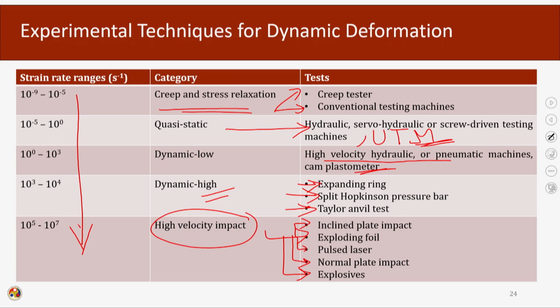So, depending upon which strain rate regime we are looking into, this varies from the conventional testing machines to UTMs, to high velocity actuators, to split Hopkinson pressure bar testers, or to actual explosive testing. Depending upon whichever regime we want to design our material for, or where that material will be used, we have to test it in that particular testing methodology.